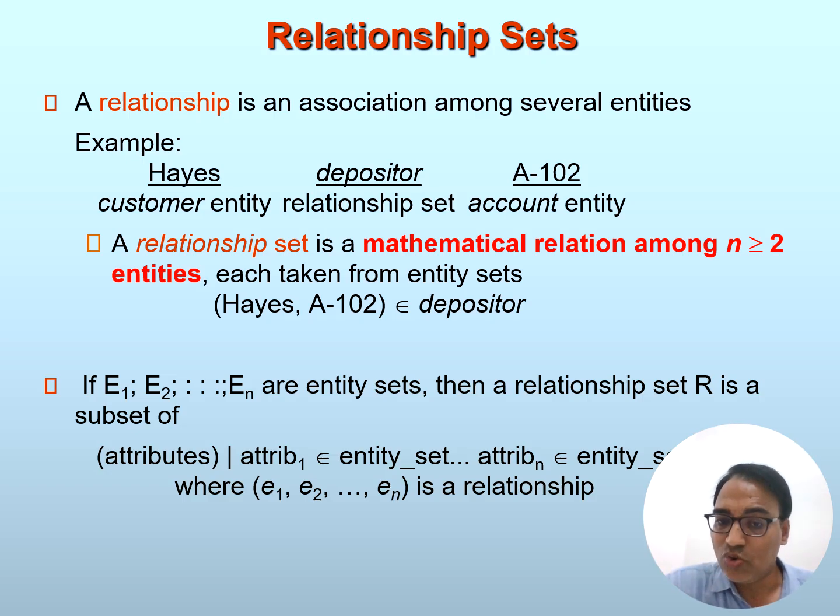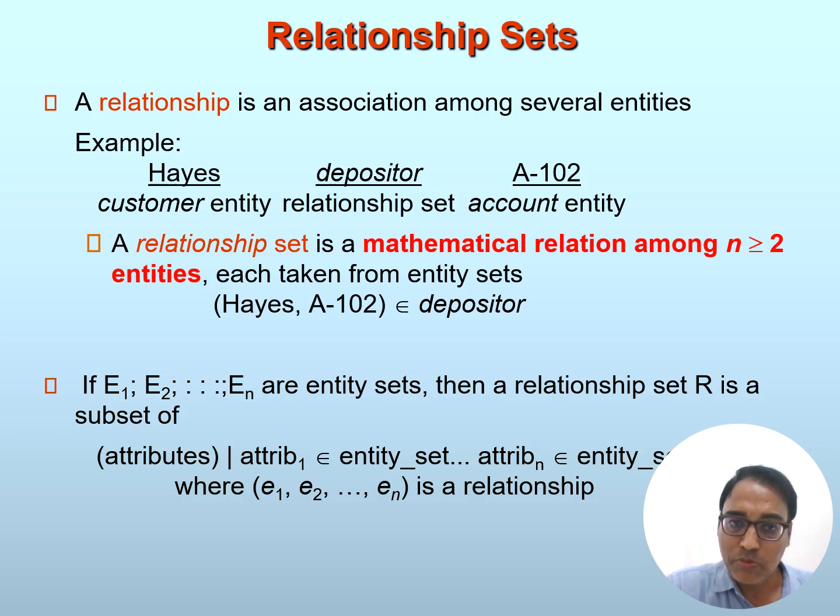Customer will have an account. It can be a depositor, can be a withdrawer. It may deposit the money or take the money. So I can have multiple entities there. The relationship set is a mathematical relation among at least two entities. Like that. See the symbol here.